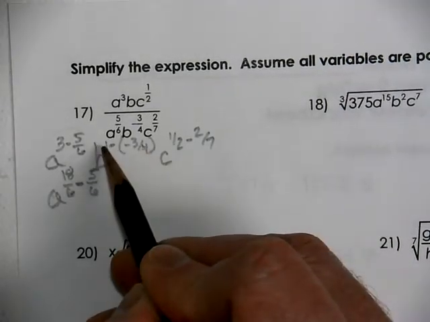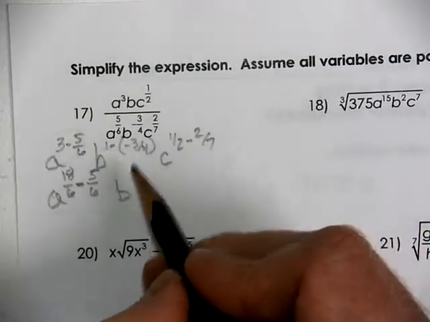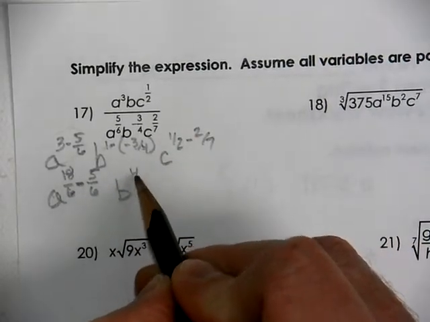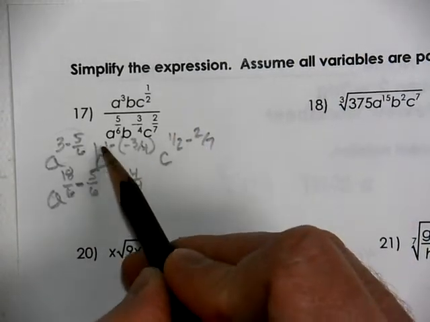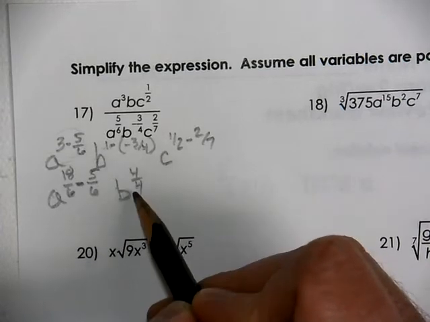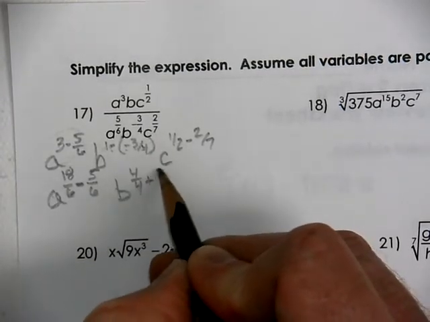B has an exponent of 1. It has to have the same denominator as the 4. So it's going to have 4 over 4, because that's a value of 1. That has a denominator of 4. When you're subtracting a negative, you're adding 3/4.